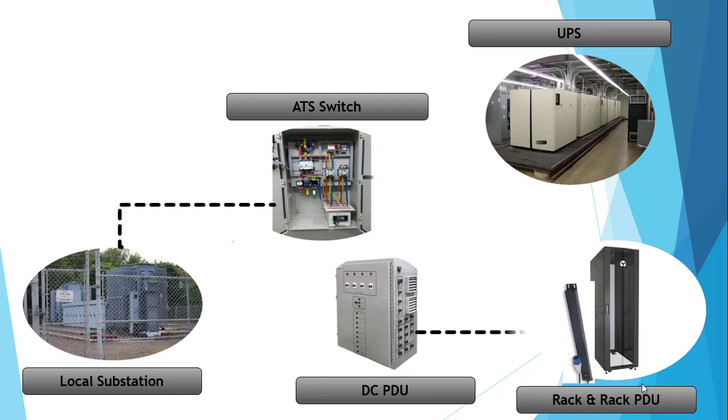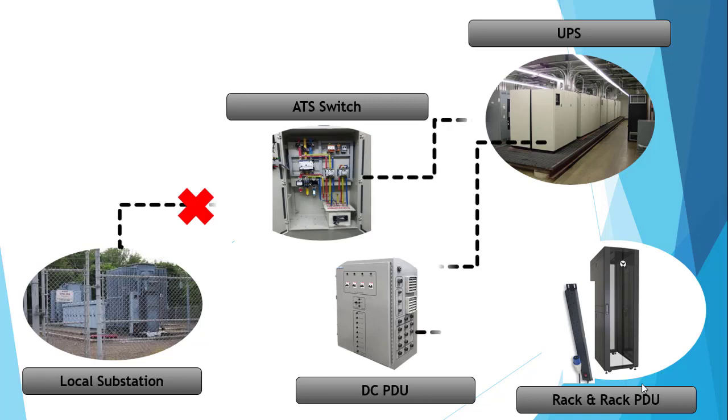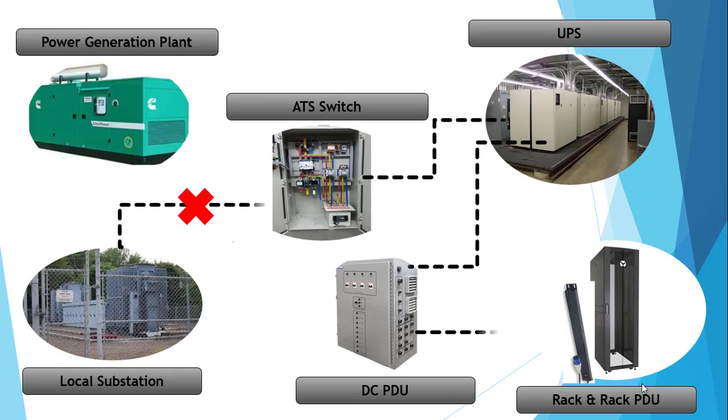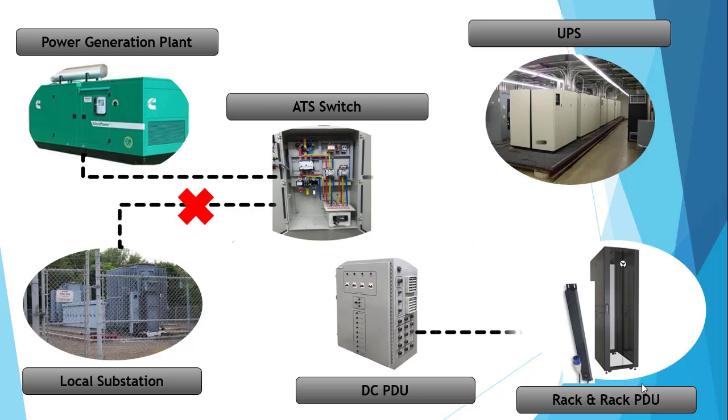Now assume that there is a grid failure. Then the entire electric supply to our data center will stop. In this scenario, the sensing circuit will detect it and start the generator, which will then start generating the power. Both the power sources, that is the grid and the generator, are going through a panel which is called the ATS switch. This switch will take the power either from the grid or from the emergency source.